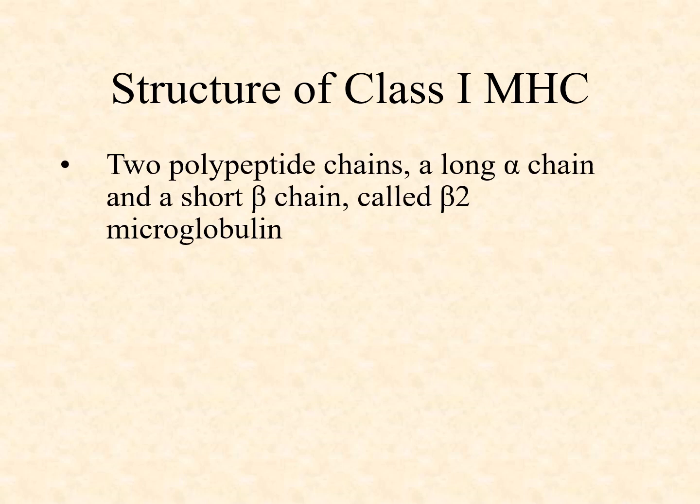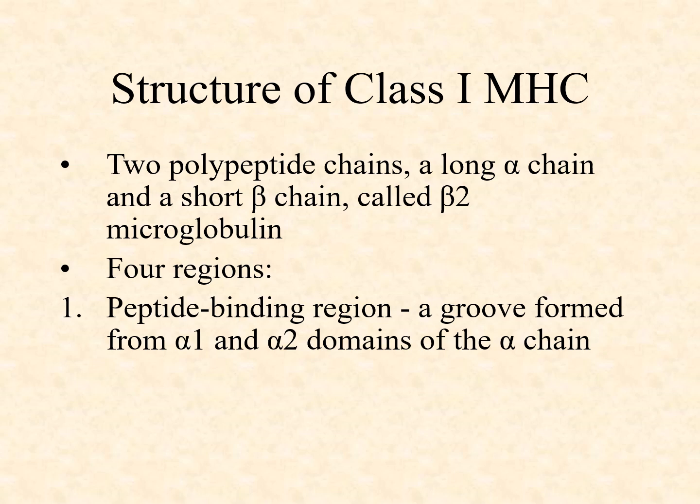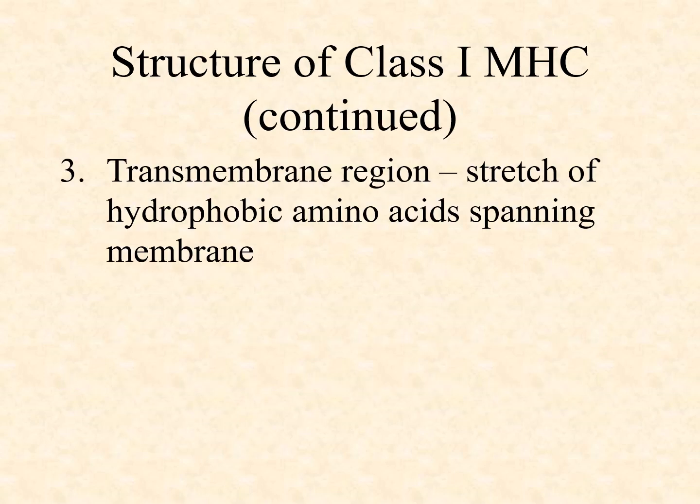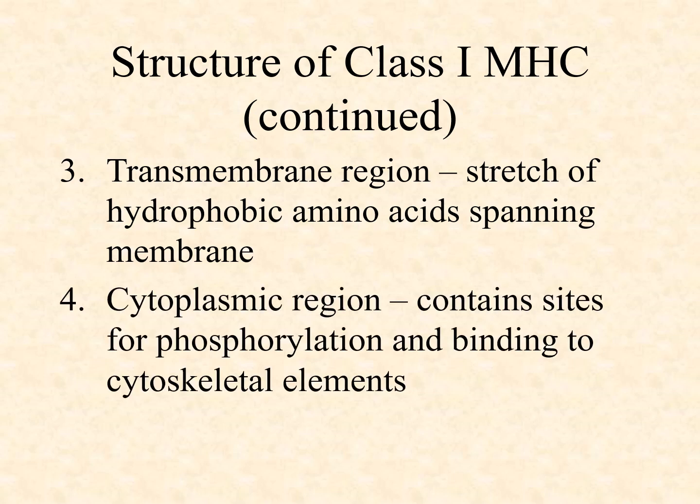Structure: two polypeptide chains, a long alpha chain and a short beta chain called beta 2 microglobulin. Four regions: peptide binding region, a groove formed from the alpha 1 and alpha 2 domains of the alpha chain. Immunoglobulin-like region, highly conserved alpha 3 domain, the site to which CD8 on T cells binds. Transmembrane region, a stretch of hydrophobic amino acids spanning the membrane. Cytoplasmic region, containing site for phosphorylation and binding to cytoskeleton.